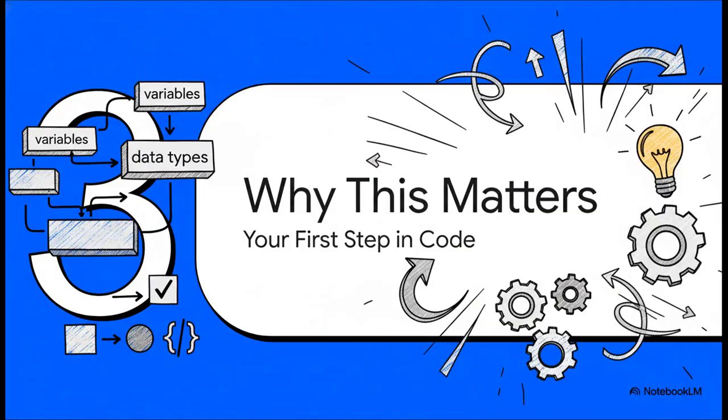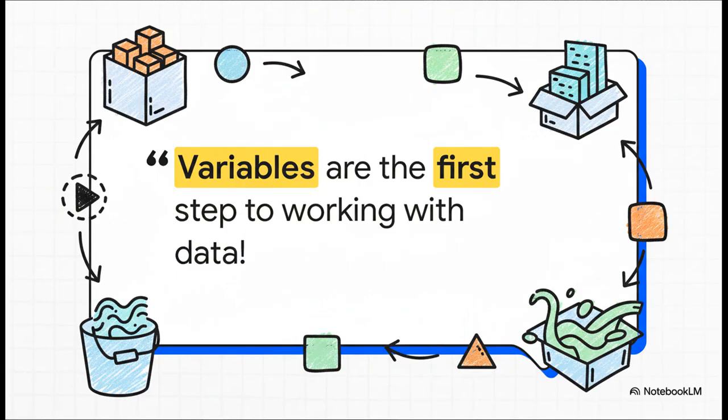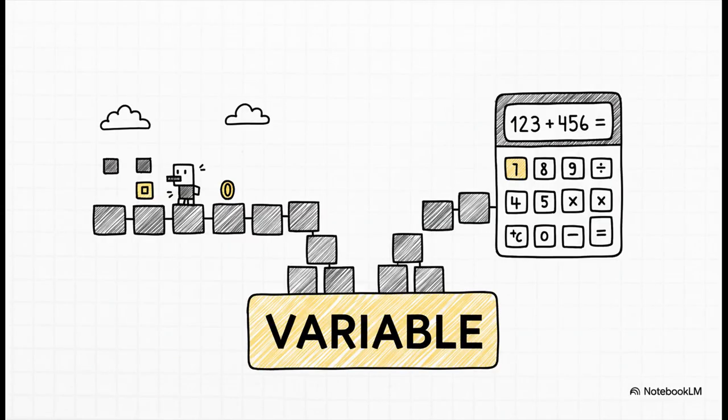So, okay, we know what they are, we know the main data types, and we know how to create them and check on them. But, so what? Why does this one simple idea matter so much? Well, it really all boils down to one thing. You can't do anything useful in a program until you have a place to store your data. You have to be able to put information somewhere and give it a name. It's like the source material says, variables are the first step to working with data. And that's really the main thing to remember.